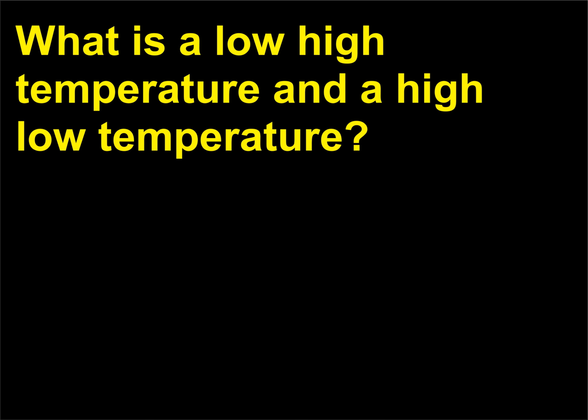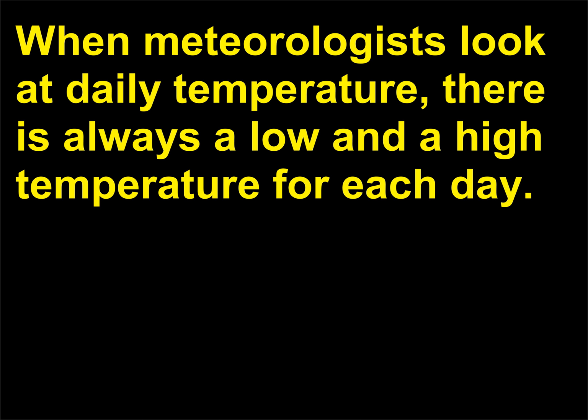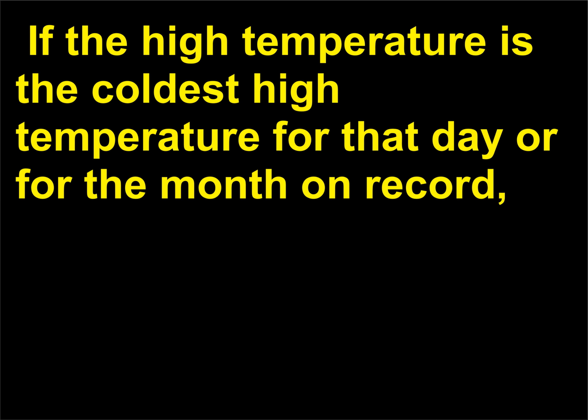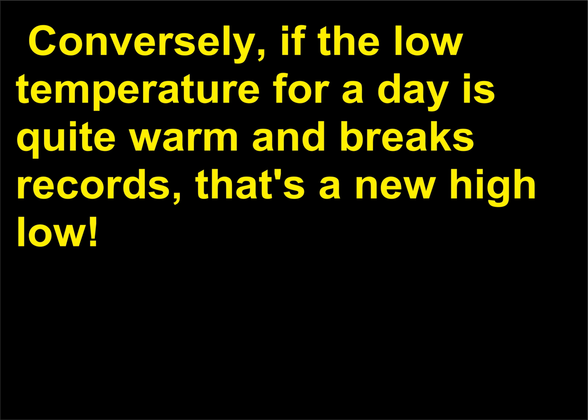What is a low-high temperature and a high-low temperature? When meteorologists look at daily temperature, there is always a low and a high temperature for each day. If the high temperature is the coldest high temperature for that day or for the month on record, you have a new record, a new low high. Conversely, if the low temperature for a day is quite warm and breaks records, that's a new high low.